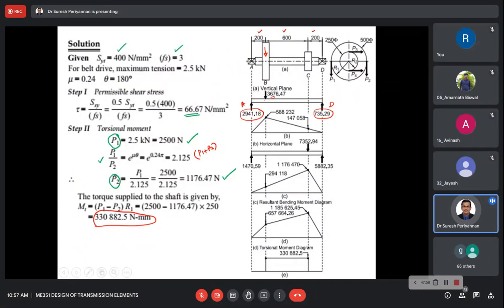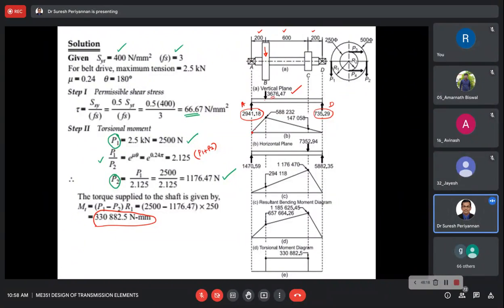Just adding reaction A and B, it works out like this, because the summation of downward force and the summation of upward force must be equal. Okay, now this is the reaction force. Once we find the reaction calculation, we can go for the bending moment calculation.